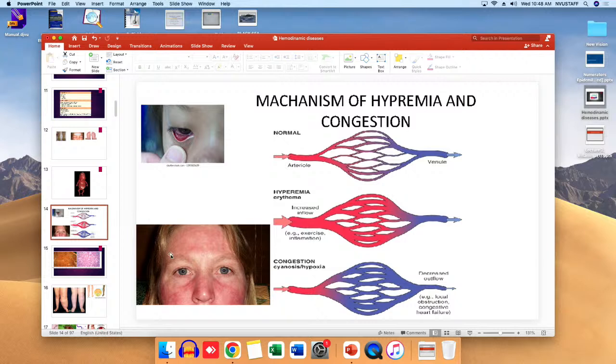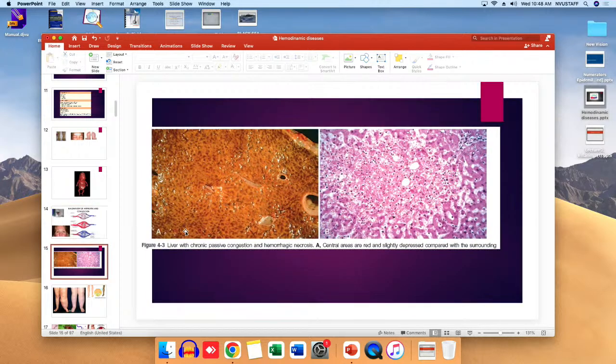As you see here, is this hyperemia or congestion? What do you think? This is hyperemia, yes. This is liver congestion, nutmeg liver, very good.